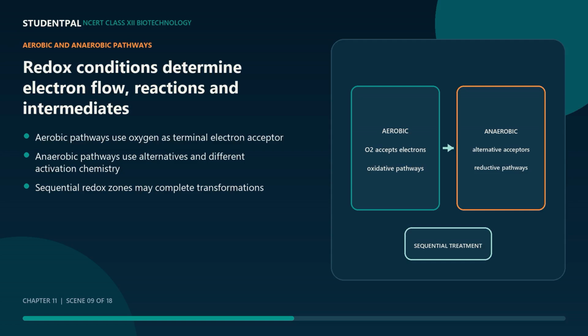Aerobic microorganisms transfer electrons to oxygen and can rapidly degrade many petroleum hydrocarbons and other organics when oxygen reaches the contamination. Anaerobic communities use electron acceptors such as nitrate, sulfate, carbon dioxide, or oxidized minerals, depending on the pathway and environment. Some chlorinated compounds that resist aerobic attack can undergo reductive transformation under anaerobic conditions, but partial treatment may accumulate harmful intermediates. A sequential strategy may therefore use anaerobic transformation followed by aerobic polishing.